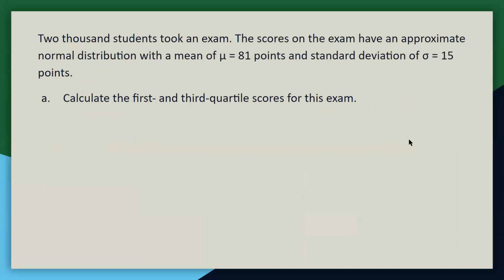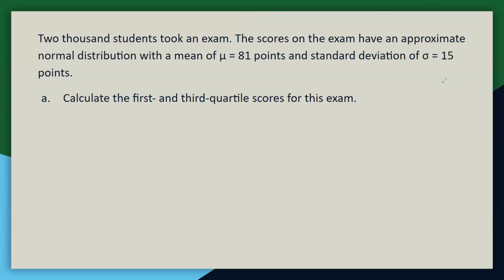Okay, so let's start with part A. We've got 2,000 students who took an exam. Scores on the exam have an approximate normal distribution with a mean of 81 and a standard deviation of 15. Calculate the first and third quartile scores for this exam.